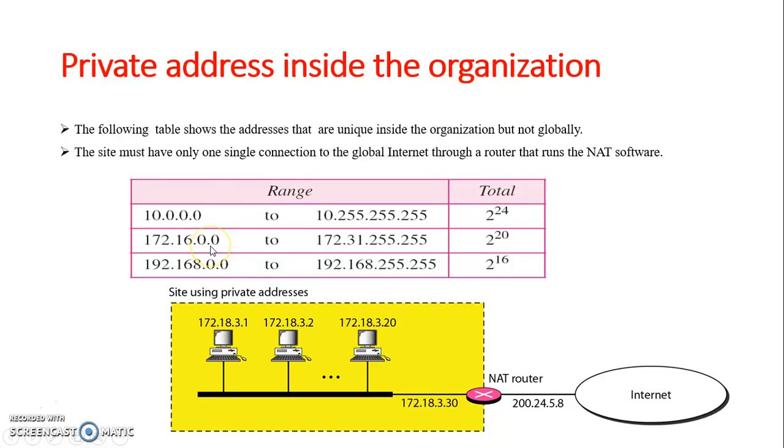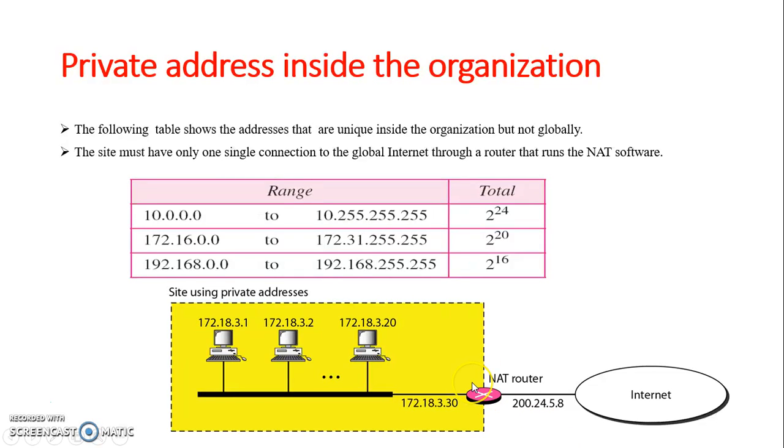In this figure, the Internet Authorities, that is IANA, have reserved these three sets of addresses as private addresses. That is, this table shows the addresses that are unique inside the organization but not globally. The site must have only one single connection to the global internet through the router that runs the NAT software. This figure shows a NAT implementation of a private network which uses private addresses.